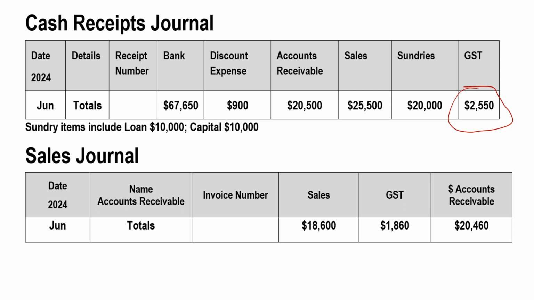Ditto with the sales journal. This time we're not collecting the GST, we're charging it for credit sales. So this GST that has been charged to our accounts receivable will be collected in the future. And so this will also increase our GST balance.